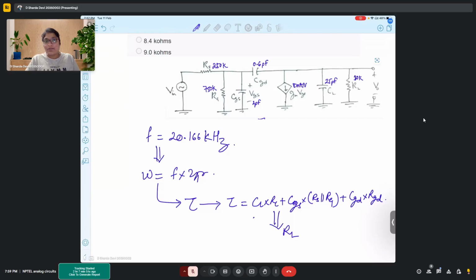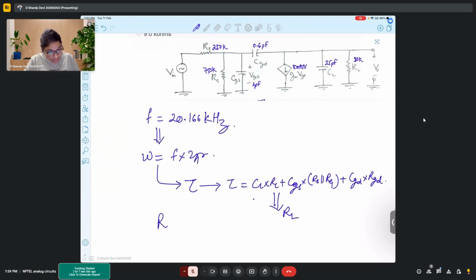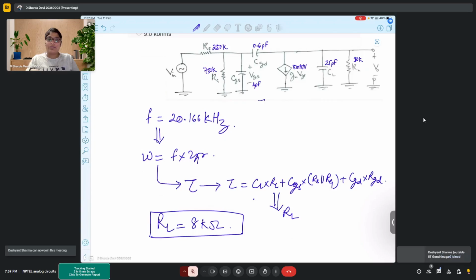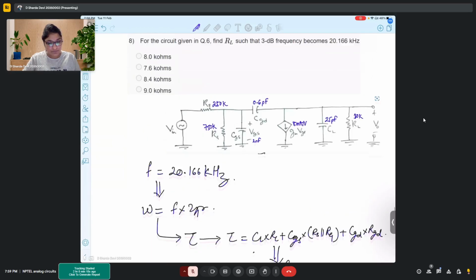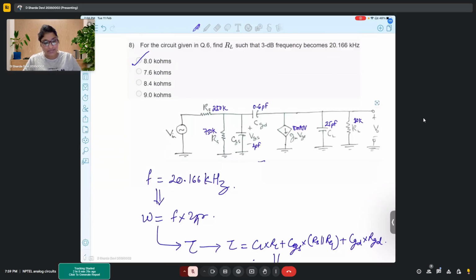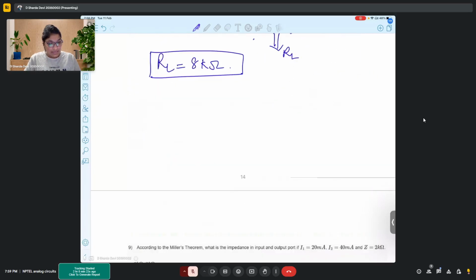Okay, ma'am. Because it's a lengthier process, you have to go back iterating. So I'll directly give you the values for RL. RL is 8 kilo ohms. So this is the value of RL that you'll obtain. You just have to follow the steps. Whatever we did in the previous question, you have to backtrace it and you'll get this value. So this is option A. It is 8 kilo ohms.